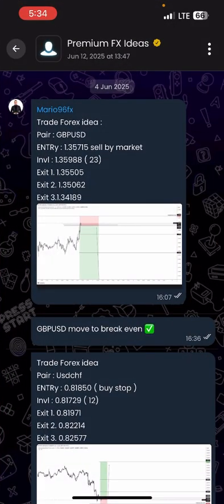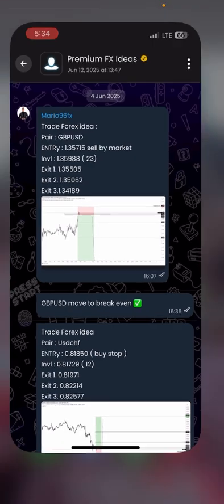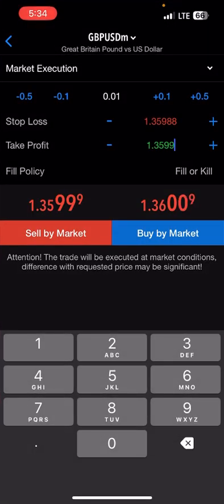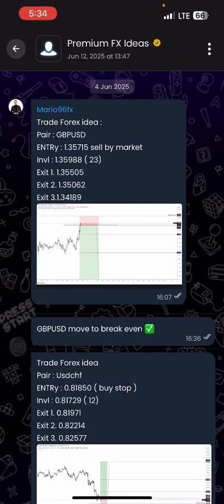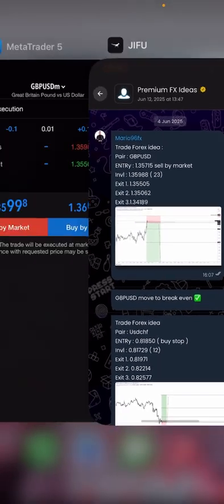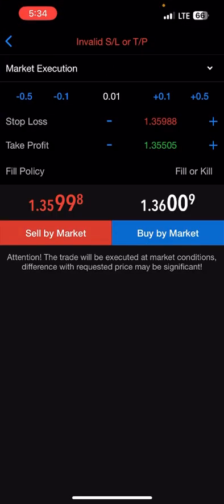All right, our take profit, there's literally 3 take profits here, so you choose any one. So assuming I want to go for take profit 1, the take profit 1 price, which is exit 1, is 1.35505. So I come here, 1.35505. All right, we have our take profit and our stop loss. And here, what did he say we should do? Sell by market.